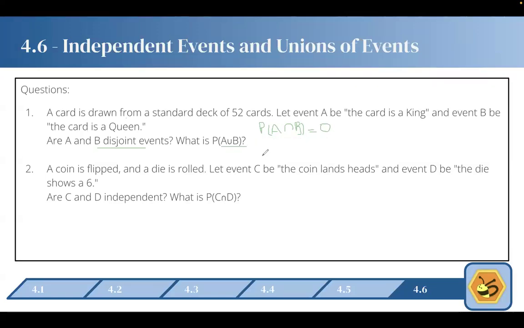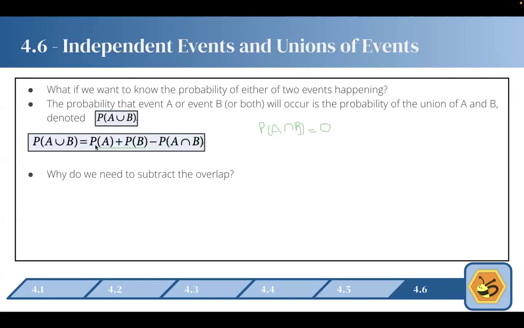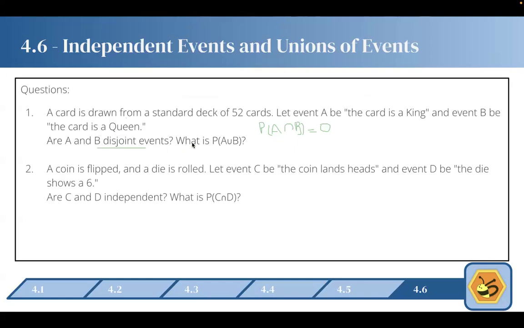But that doesn't account for the union, right? So this is the intersection, this is the union. Let's figure out what the union is by using our formula. The formula that we learned was P of A plus P of B minus P of A and B. We know that P of A and B is zero, so what we really just need to do is figure out what P of A is and P of B is and add them together.